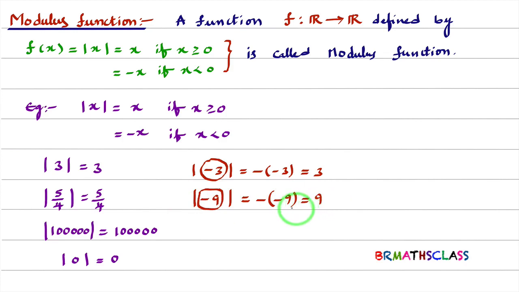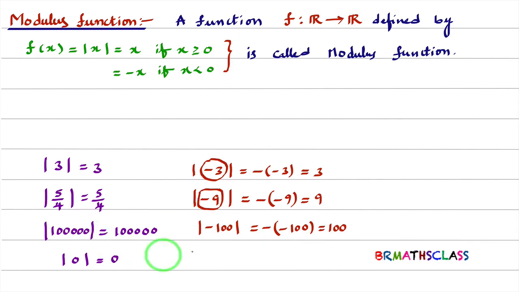Consider that modulus function is a positive machine. If you give a positive number to the modulus function, it gives a positive number only. If you give a negative number to the modulus function, it makes it positive. What is modulus of minus 100? It is plus 100. Why? Because as per the definition, when x is negative, modulus of x is minus x. So minus of minus 100 is 100. I hope you are understanding. So these are the examples to understand modulus function.